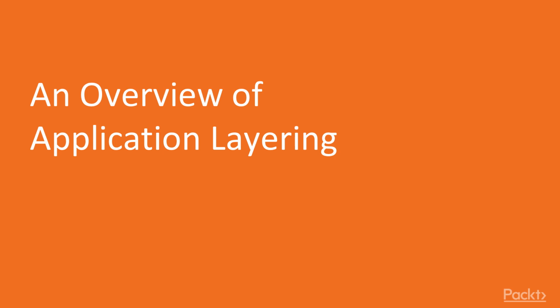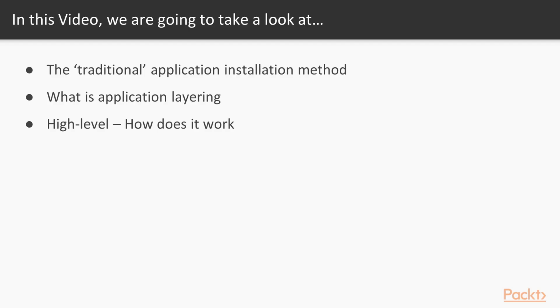So let's move on to the first video of this section and look at the overview of application layering and compare it to other application delivery methods. In this video, we're going to start by looking at the traditional application delivery methods, such as installing applications into the operating system image or using some form of application virtualization solution, such as VMware ThinApp. We'll then go on to look at application layering and how that works.